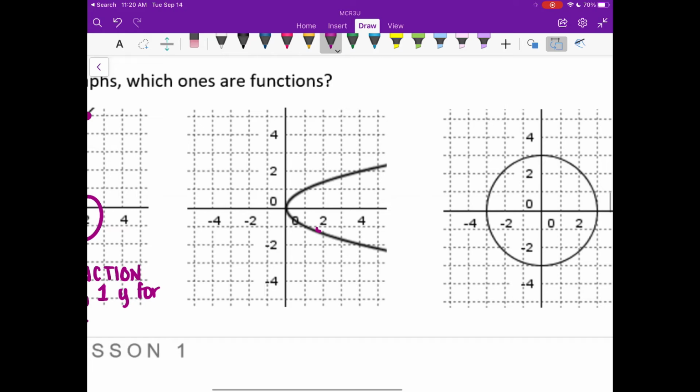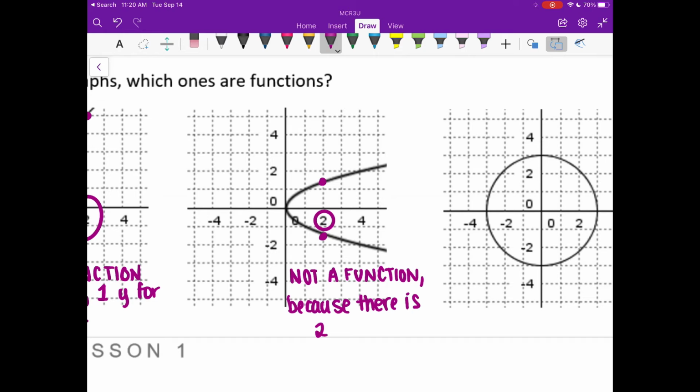Okay. Let's move on to this sideways parabola. If we look at the 2, now it can be 1 point something positive, or it can also be the negative version of that same number. In this situation, this is not a function. Notice how there are two possible y values for the 2, so it's not a function. Because there are two possible y's for the x.